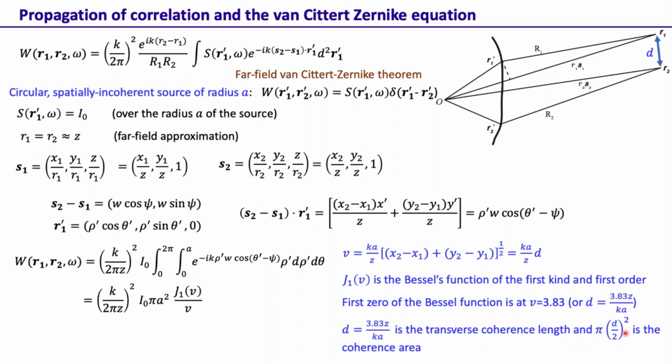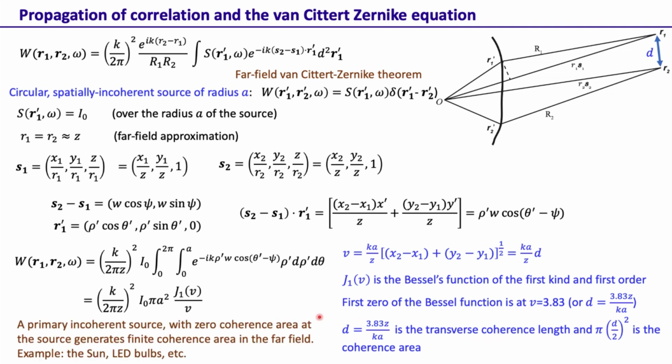And this is then the radius, so pi d by 2 squared is the coherence area. A source which was completely incoherent, that means the coherence area or the transverse coherence length at the source was 0, but just upon propagation we see that it has developed a finite transverse coherence length and coherence area. So a primary incoherent source with 0 coherence area generates a finite coherence area in the far field.